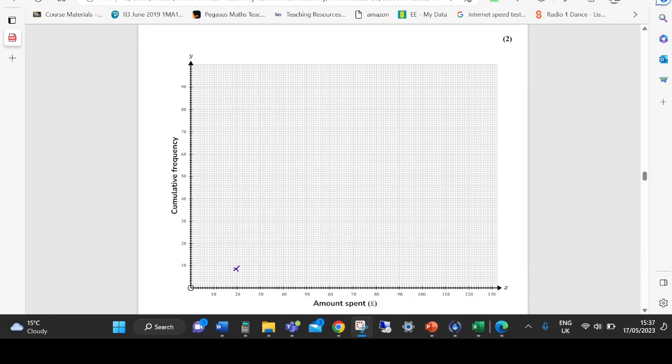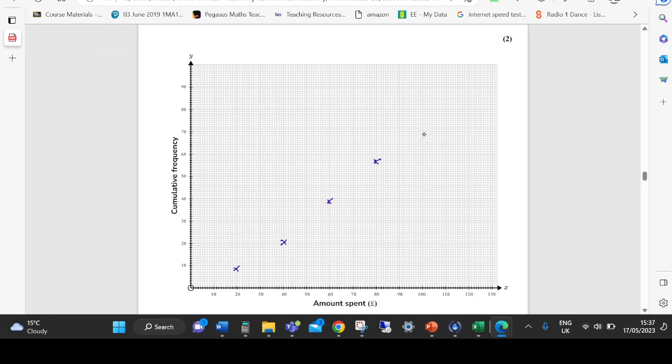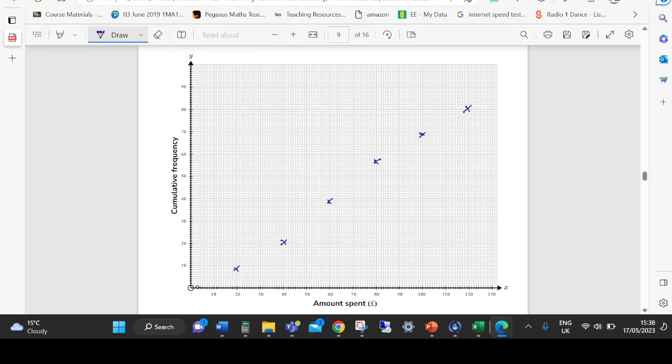Right, and at 40, I'm going to plot 20. At 60, I'm going to plot 39. At 100, no, sorry, I've missed one out. At 80, I'm going to plot 56. And then at 100, I'm going to plot 69. And then at 120, I'm going to plot 80. And then I need to join them up with as smooth a curve as I can.